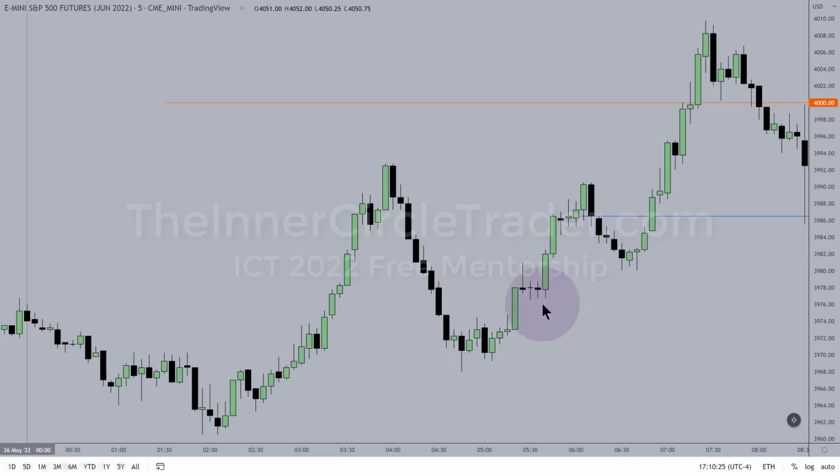All right, so this dealing range here, I measured the low to the high. 50% is equilibrium. I want to see it drop down into discount. This small little area down here, fair value gap. We want to look at that on the lower time frame.